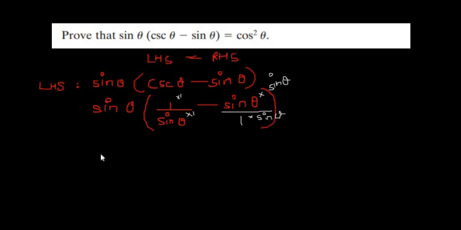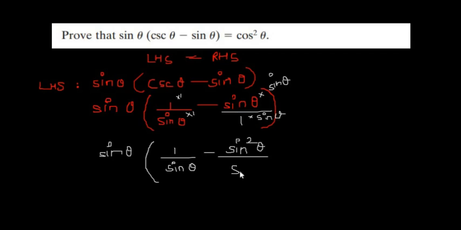So let us start solving it. It's going to be sine theta, which is outside the bracket, and inside the bracket it's going to be 1 over sine theta, because sine theta times 1 is sine theta itself, minus sine theta times sine theta gives you sine square theta, over 1 times sine theta gives you sine theta.